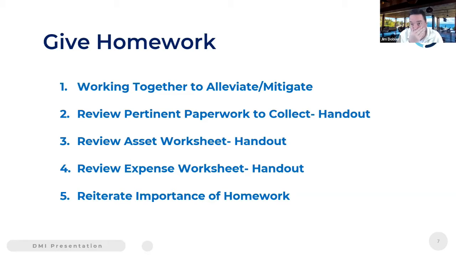So what I have, Mr. Client, is I have a couple handouts that I want to give to you that I want you to take, read through, and do what it says on there. The first handout, and I have all these handouts that I can send to you. Actually, our marketing department is just finishing printing them up so they look real nice to hand to a client. First one is pertinent paperwork.